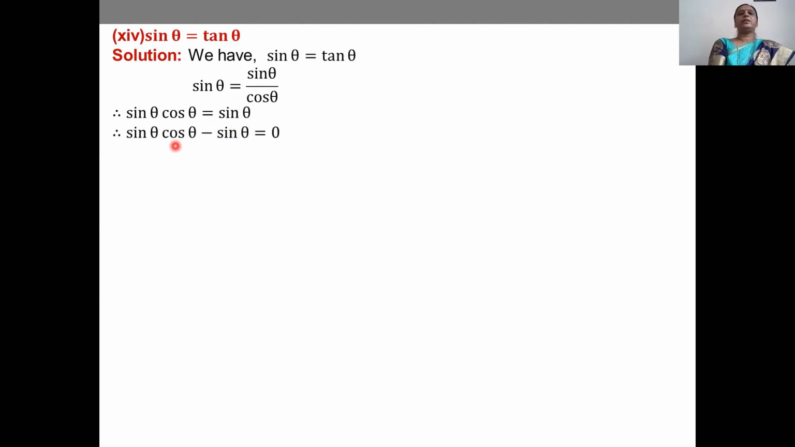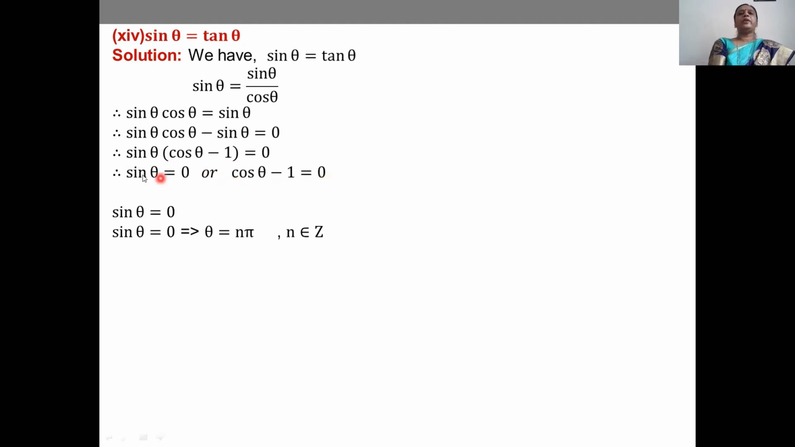Therefore, sin theta into cos theta minus sin theta is equal to 0. Then you factorize this, you will get sin theta into cos theta minus 1 is equal to 0. Now either sin theta is 0 or cos theta minus 1 is equal to 0. Now we will find the general solution of these two equations.